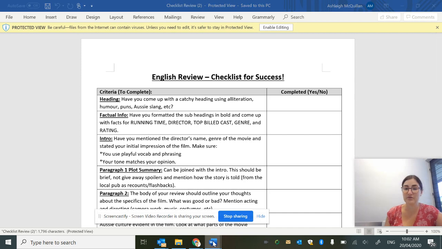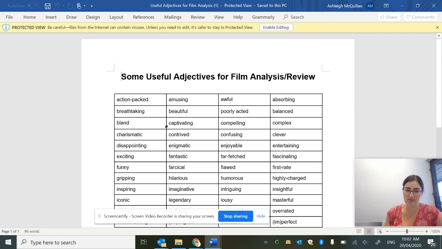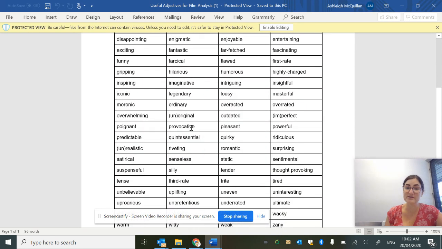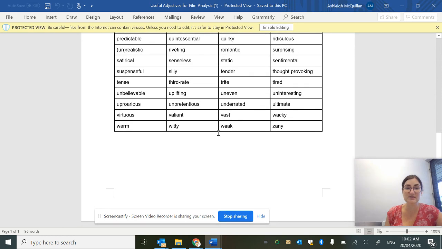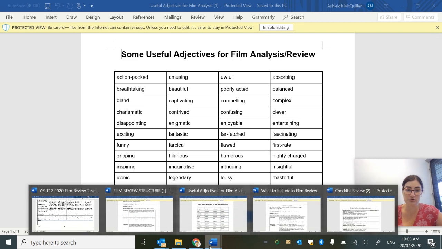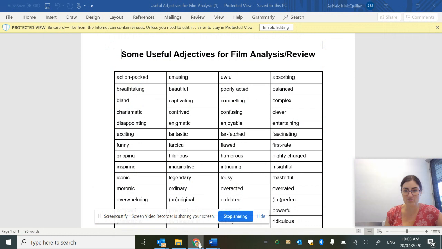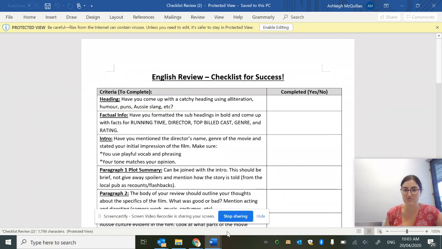You've also got some documents in the email that have some useful adjectives, so useful words that you can use. If you use these kinds of words, this is going to help you be persuasive, right? So use them. I've also included a couple more in the email as well that you can have a look at. So that's pretty much all I have to say regarding that.